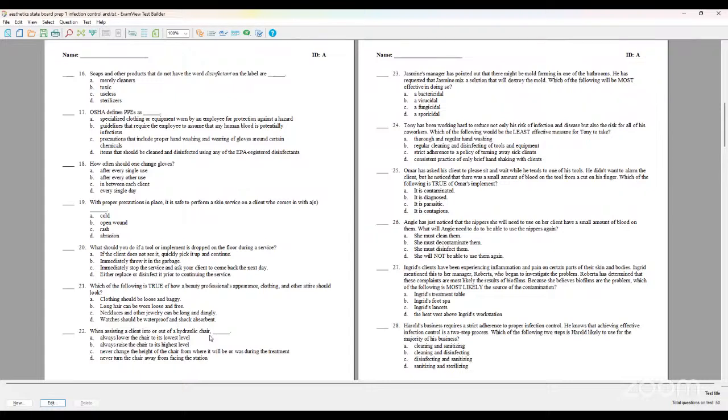Okay. So fungicidal is associated with molds. So if you want to get rid of molds, you're going to need a fungicide.